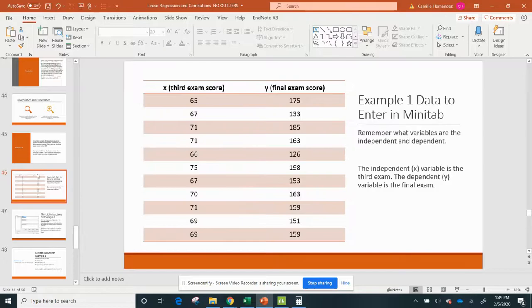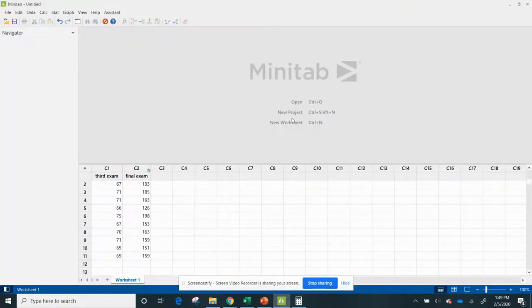If I go to the next slide, I see the data, and here's the data I'm going to put into Minitab. So in Minitab, I already have my data in there. I have third exam, and then I have final exam. And remember, third exam is my X variable, and Y is final exam.